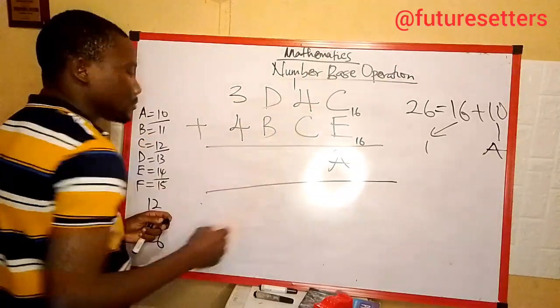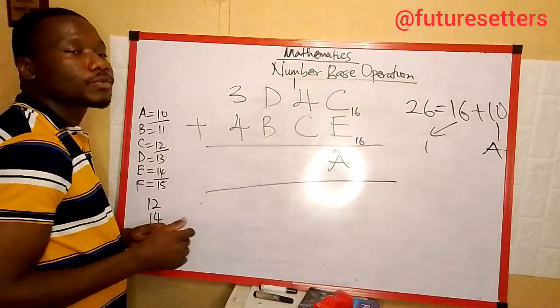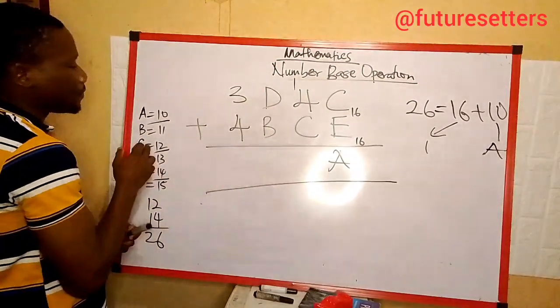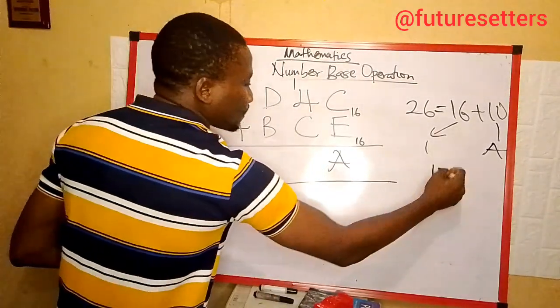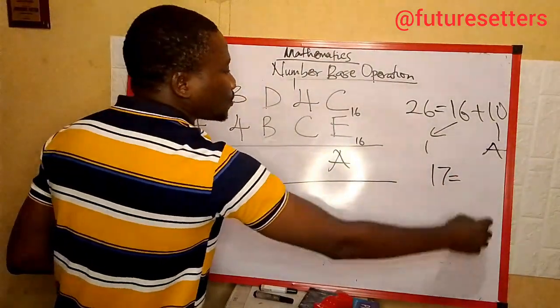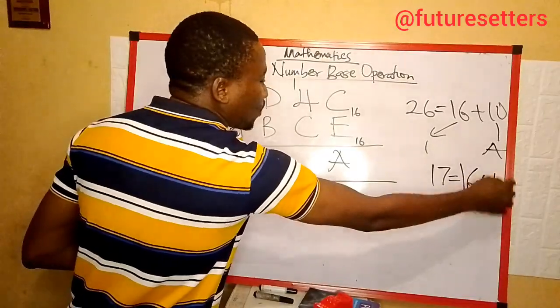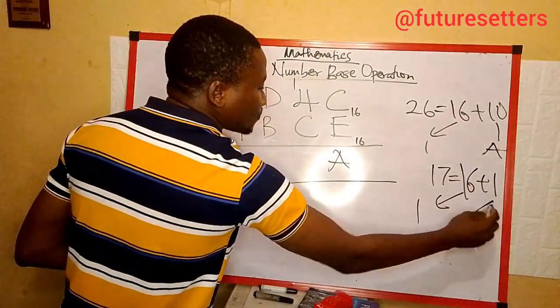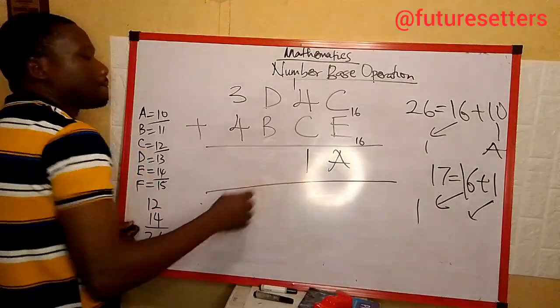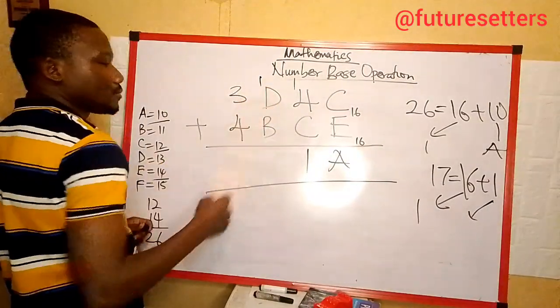Then carry 1. What's 1 plus 4? 5. 5 plus 12, because C is 12, is 17. Now break 17 with respect to base 16. 16 plus 1. 16 will become 1, and 1 will become nothing. So we write 1 here. Then we carry 1.